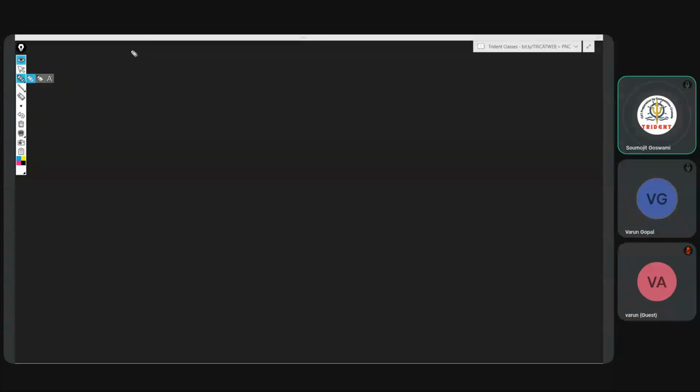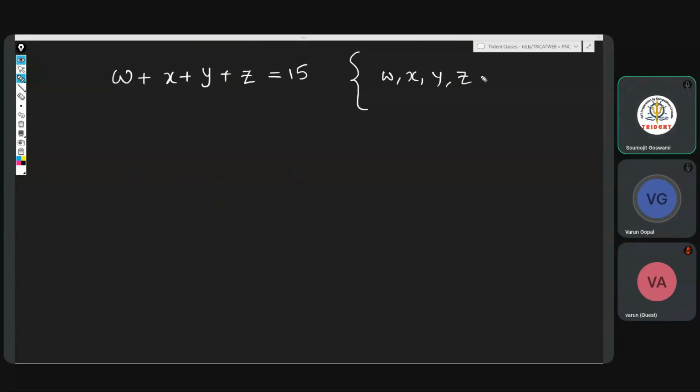We had how many numbers? We had how many digits? 4 digits. W plus X plus Y plus Z is equal to 15. But there is a violation: W, X, Y, and Z have to be less than or equal to 9 because all of them are individual digits.